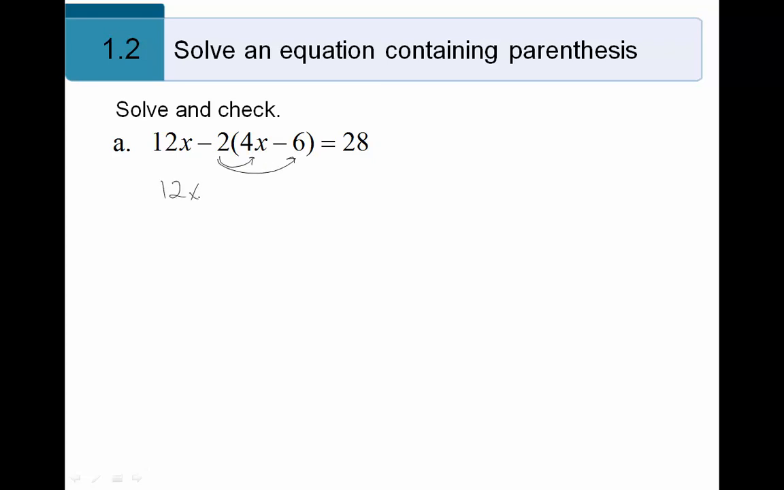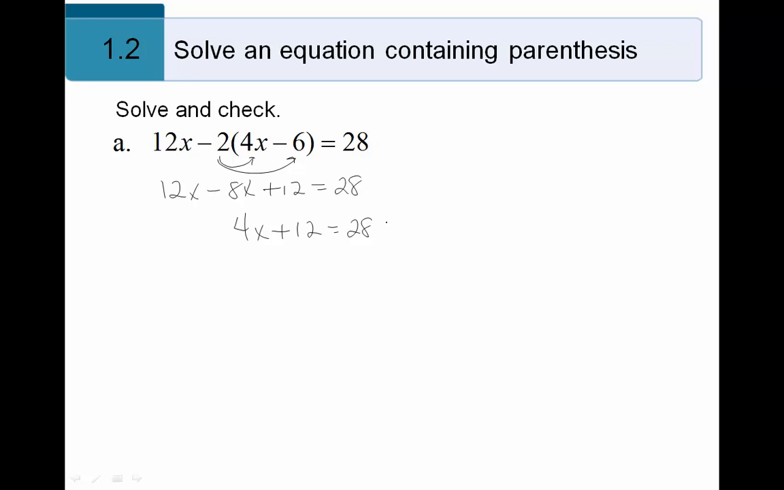The positive 12x then doesn't change. Distributing negative 2 times positive 4x is negative 8x. Negative 2 times negative 6 is positive 12. So we've removed the grouping symbols, but the other part of step 1 is to combine like terms if we have any like terms on the same side of the equation. In this case we do. We have variable terms which can be combined. Combining positive 12x and negative 8x, we get a positive 4x, so we have 4x plus 12 is equal to 28.